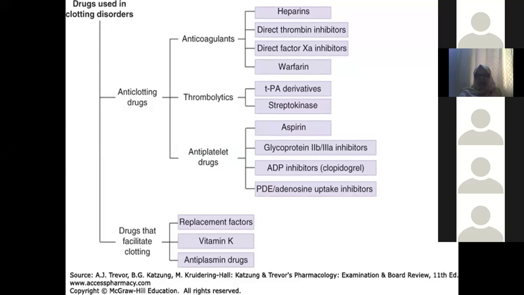Thrombolytic agents or fibrinolytics include tissue plasminogen activator derivatives, streptokinase, reteplase, alteplase, and tenecteplase. Then you have antiplatelet agents, which include glycoprotein inhibitors, ADP inhibitors, that includes clopidogrel, and adenosine uptake inhibitors. By the way, this chart is taken from CADSM.